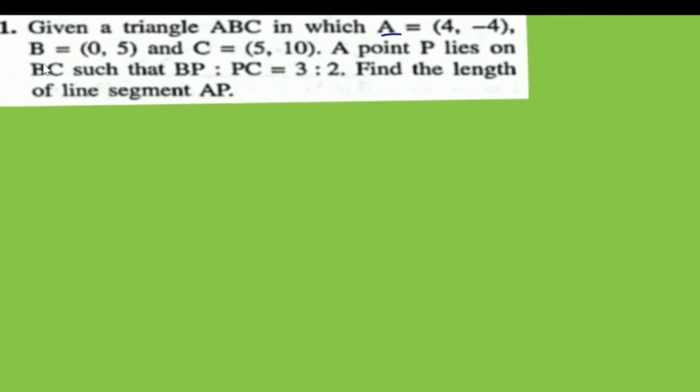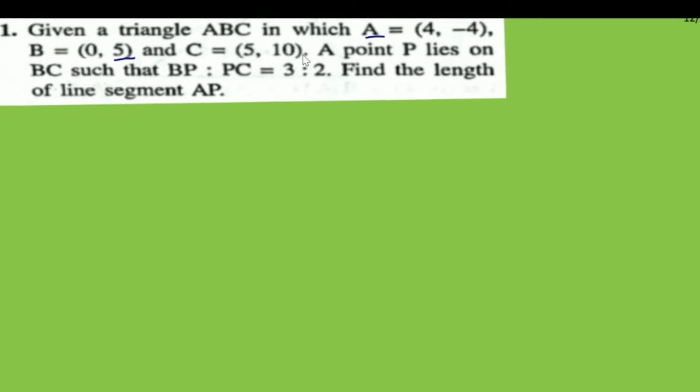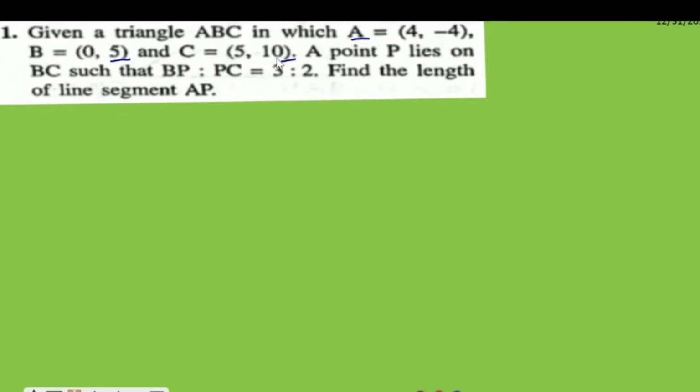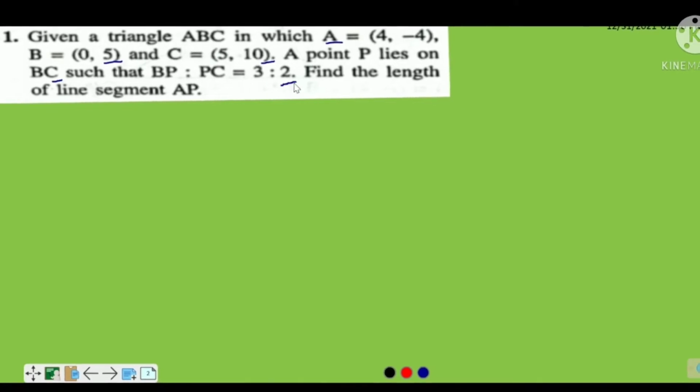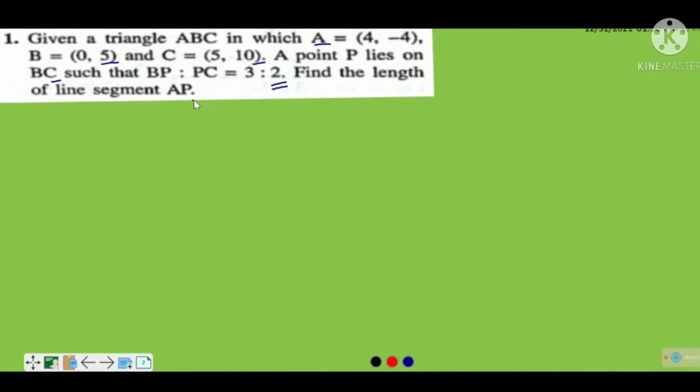B is equal to 0, 5 and C is equal to 5, 10. A point P lies on BC such that BP ratio PC is equal to 3:2. Find the length of the line segment AP.